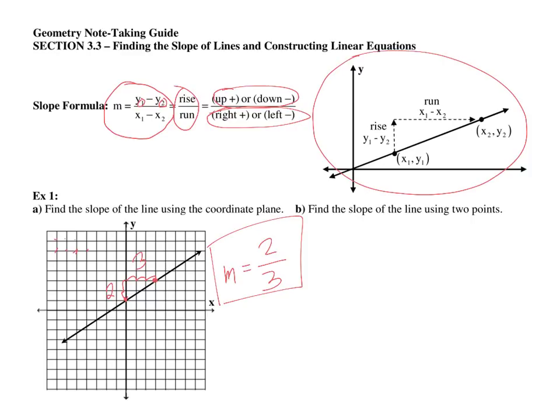You could have just as well started at the other point and gone down 2, which would give you negative 2, and then I go left 3, which is negative 3. So I would have negative 2 over negative 3, which is still 2/3.